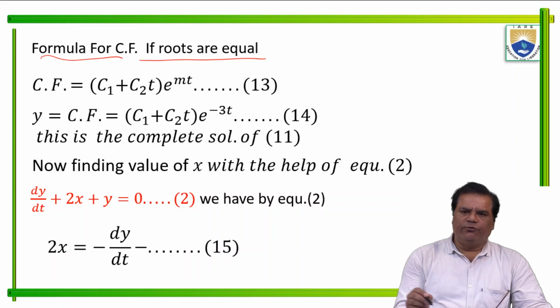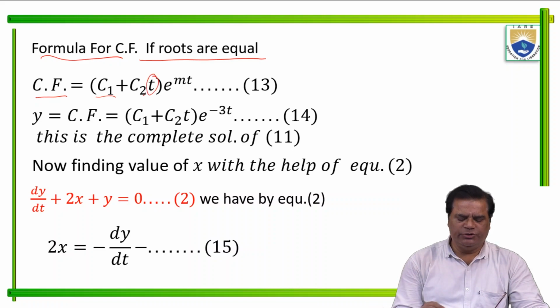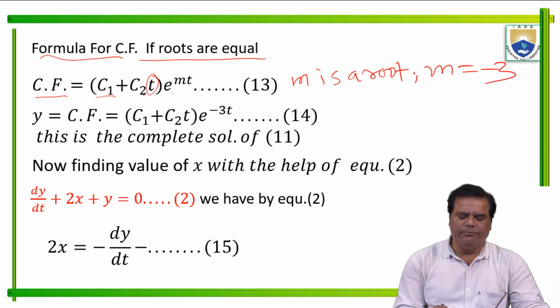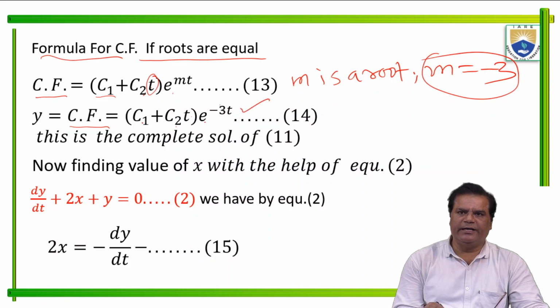Which formula applies here for the CF if roots are equal? If roots are equal, then the complementary function equals C1 plus C2 t, e to the power mt, where t is the independent variable and m is the root. Putting the value of m as minus 3, the formula is CF equal to C1 plus C2 t, e to the power minus 3t.